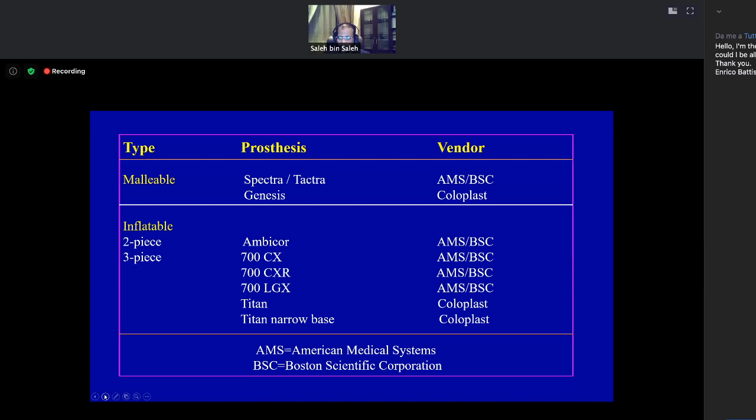In the market, in our region, those are the main available types of prosthesis. When it comes to the malleable, we have the Tactile nowadays from Boston Scientific, and we have the Genesis from Coloplast. Two pieces inflatable penile prosthesis, the only available brand is Ambicor from Boston Scientific. And for the three pieces, we have the three models from Boston Scientific's 700 series, and we have the Titan from Coloplast. Next slide, please.